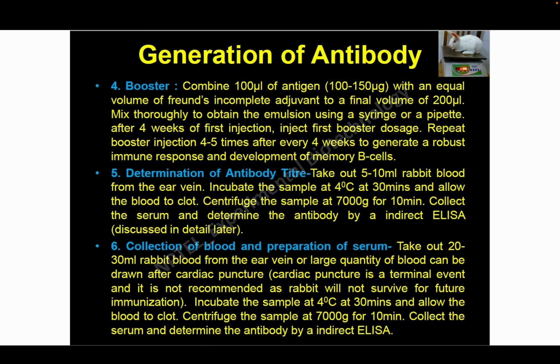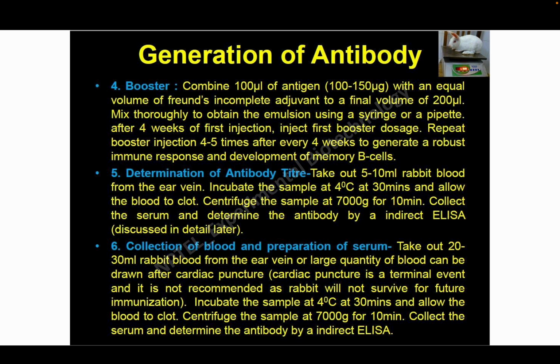Now you will determine the antibody titer. For titer determination also you have to isolate the rabbit blood, you can isolate it from the ear vein so that you can easily take it out. Incubate the sample at 4 degrees for 30 minutes and allow the blood to clot. Again the same thing. Now you have to collect the serum. Okay, so the serum now has antibody.